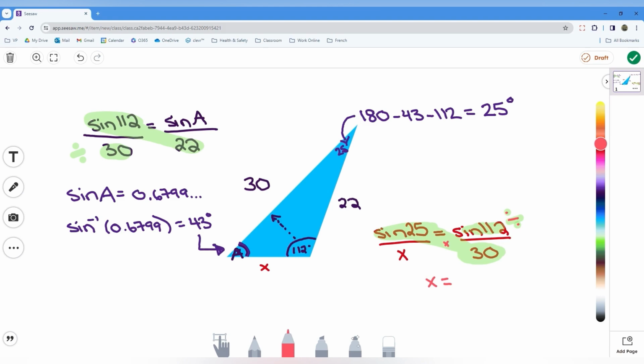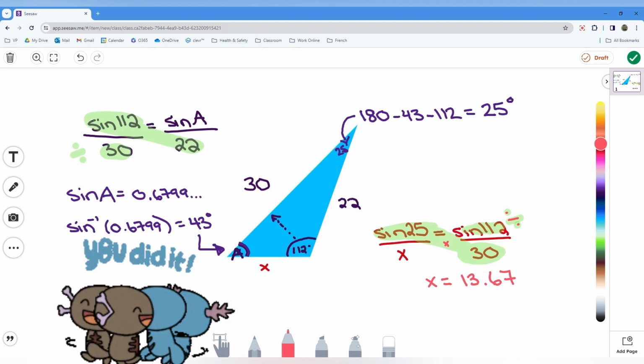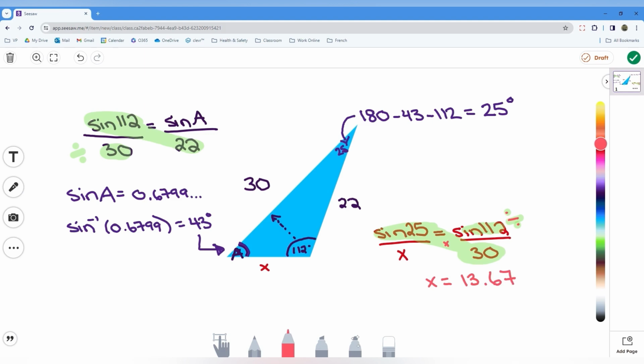If you got the same as me, you're correct. Did you get 13.67? Wonderful. All right, we have found that missing side. Notice I did not need to do anything else. I did not need to hit the second function because this was a side length. Side lengths do not need a second function. Only when we are finding a degree do we need to change that decimal into a degree. So that is how we use the law of sine. Always remember, angle over the opposite side.